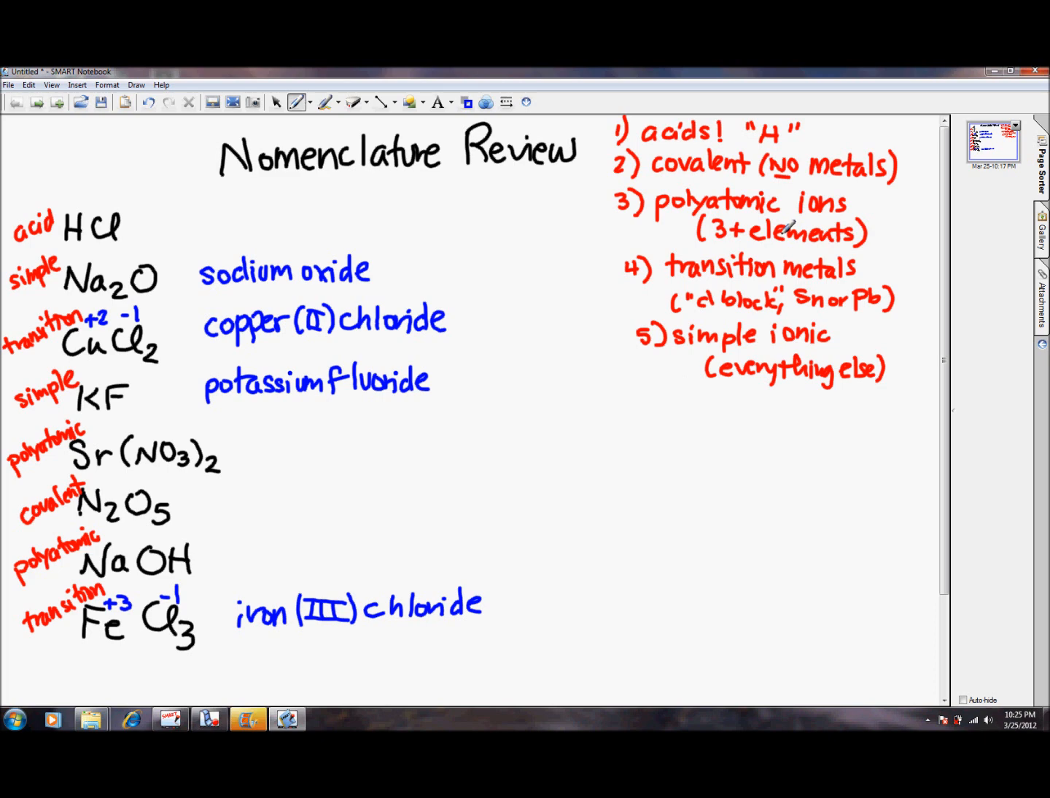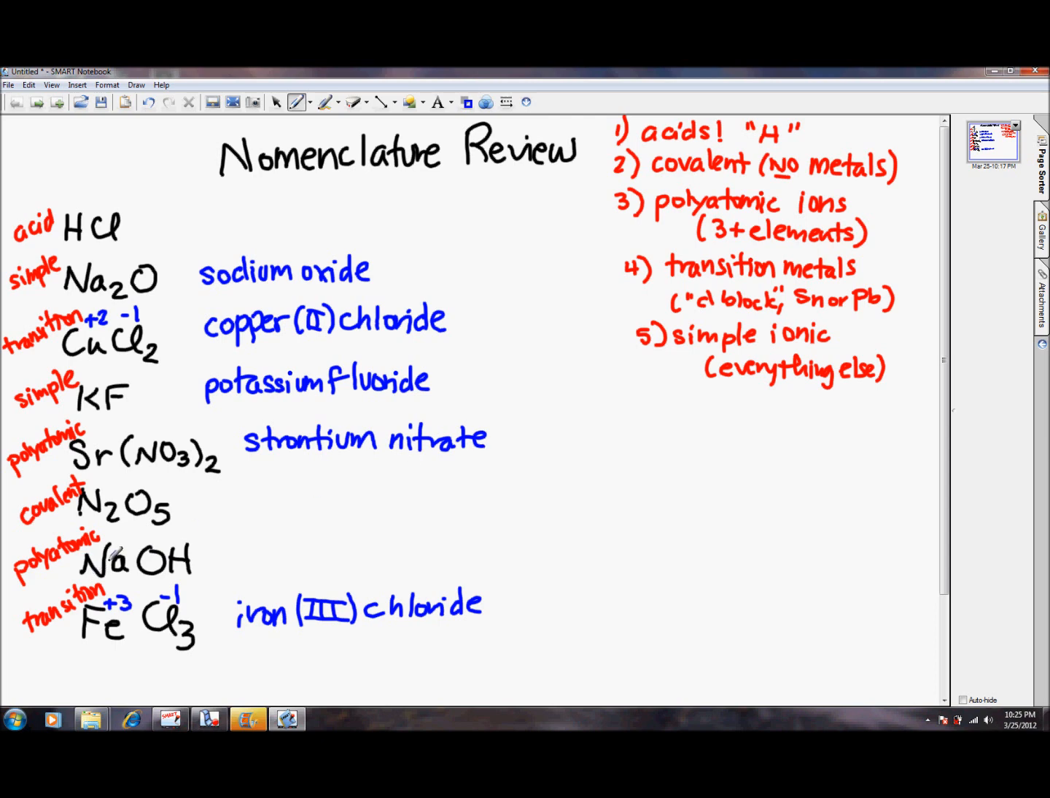Okay, polyatomic ions. For polyatomic ions, we're going to look at the metal. If the metal is a transition metal, it still gets a Roman numeral, but strontium is an alkali earth metal, so it's not a Roman numeral. So we're just going to name it strontium. Then I'm going to go to the back of the periodic table and see, aha, NO3 is called nitrate.